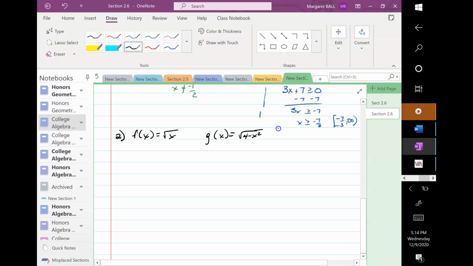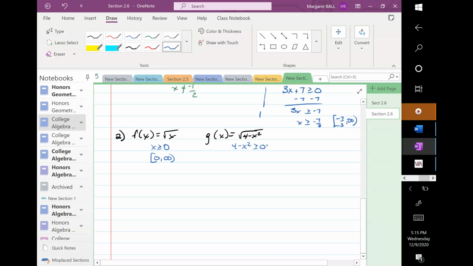Okay, so let's first talk about the domains of those functions. We just talked about radicals, and we can't have negative numbers underneath a radical. So if you look at this first function, x has got to be greater than or equal to 0. So that means this interval has got to start with 0 and go to positive infinity. Now let's take a look at this one, 4 minus x squared. Let's think about that one. 4 minus x squared has got to be greater than or equal to 0.